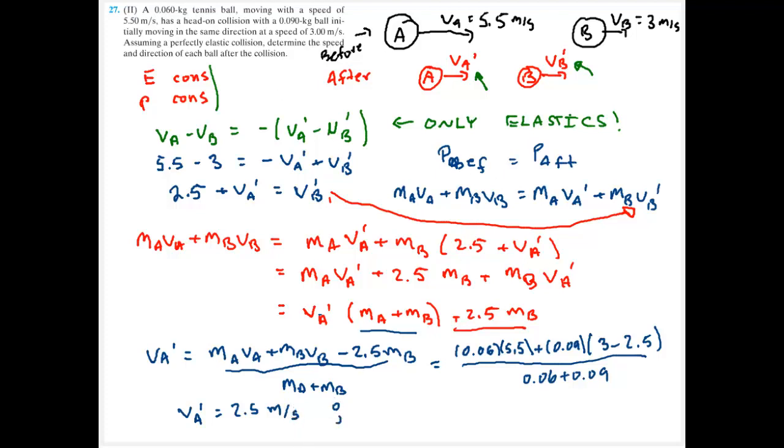I know that if I add 2.5 to the velocity of A, then I get the velocity of B afterwards. So I get the velocity of B is going to be 5 meters per second afterwards.